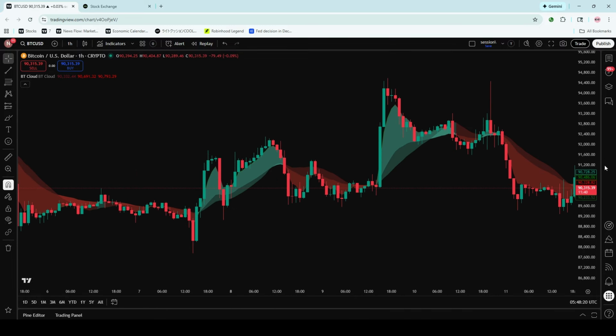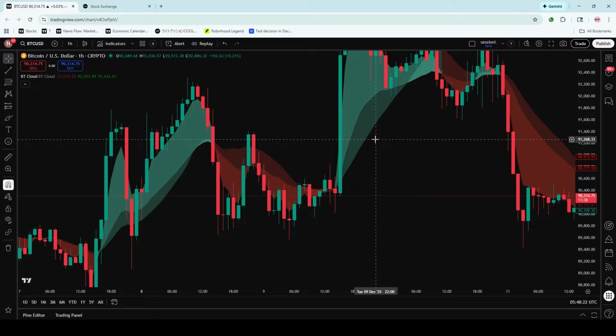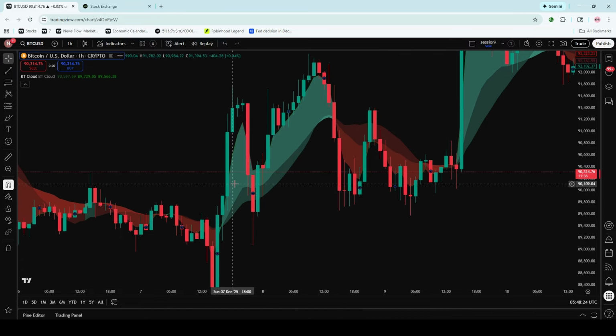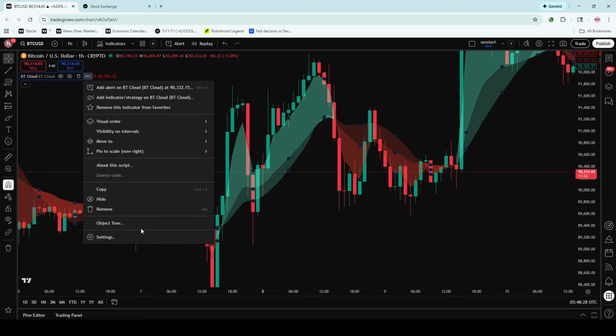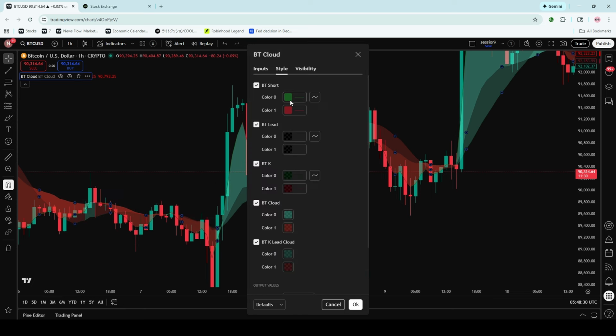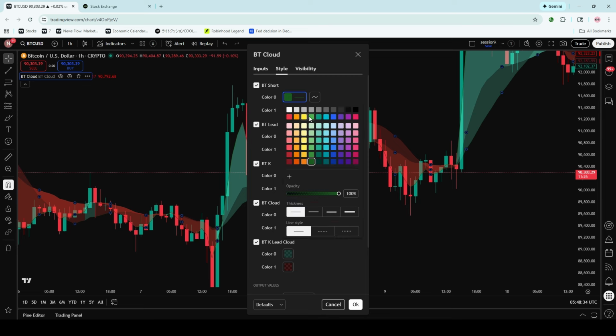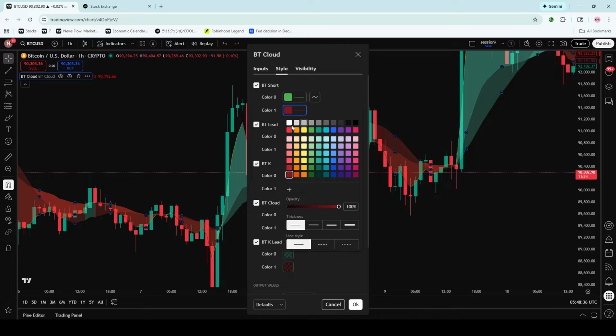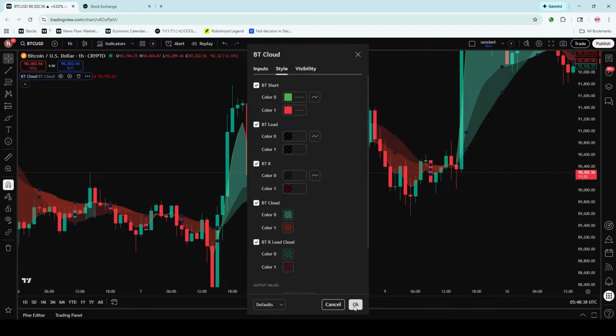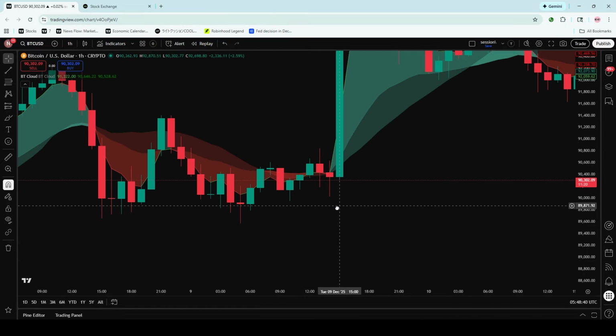So if you look at the BT Cloud indicator, actually I don't think it's saved. Actually, sorry, hold on. It did save. Maybe I have to make it a brighter color. I'll make it a brighter color actually here, so you can see it better.